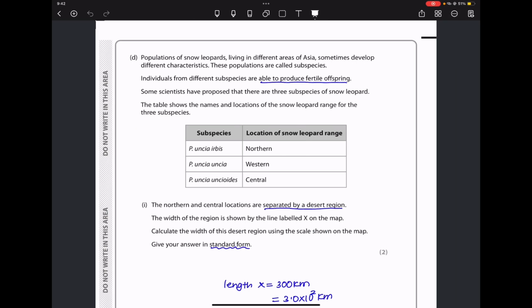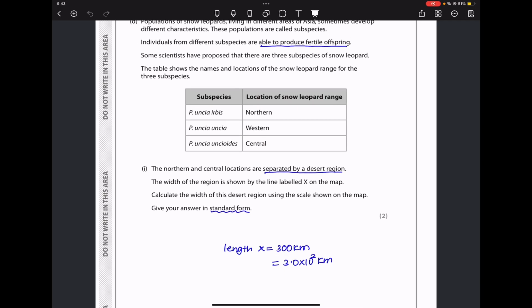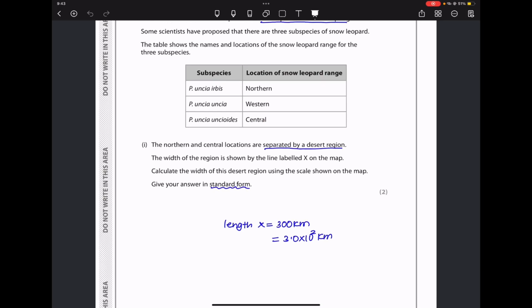In part D, populations of snow leopards living in different areas of Asia sometimes develop different characteristics. These populations are called subspecies. Individuals from different subspecies are able to produce fertile offsprings. Some scientists have proposed that there are 3 subspecies of snow leopards. The table shows the names and locations of the snow leopard range for the 3 subspecies. The first subspecies is northern, the other western, and the other is central, meaning they're in different areas, but they can still produce fertile offsprings.